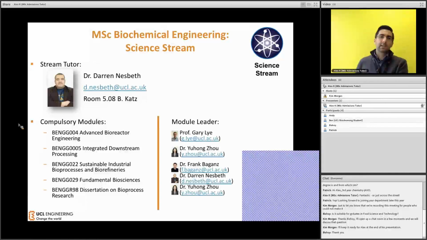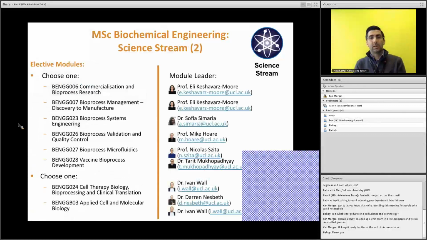Moving on to the science stream, we have some common modules shared between the two streams. Actually, we have modules shared between all three streams. We have, again, reactor engineering and downstream separations. We have sustainable bioprocesses and biorefineries. We also have fundamental biosciences, so this is your biology 101 type of module. And we have a research project. So the science and biochemical engineering streams do not do a design project. Instead, they do a research-based project during the summer months.